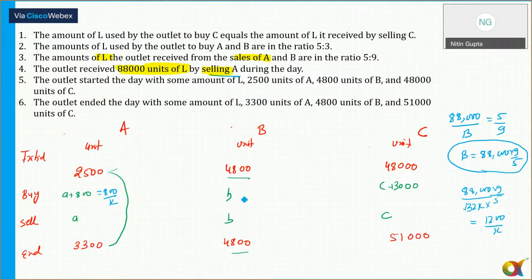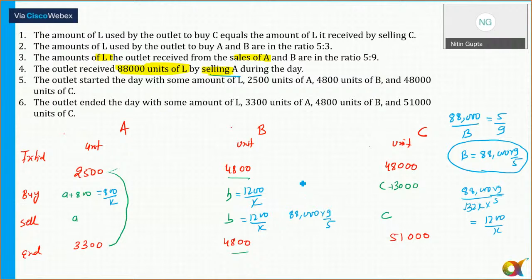So the number of units of B we bought is equal to 1200 by k, and here it is also equal to 1200 by k. Now tell me if there is any doubt in this part. So the number of units bought of B and C is 1200 and 1200. And in terms of L, I don't know whether it will be needed or not, it is equal to 88,000 into 9 by 5.